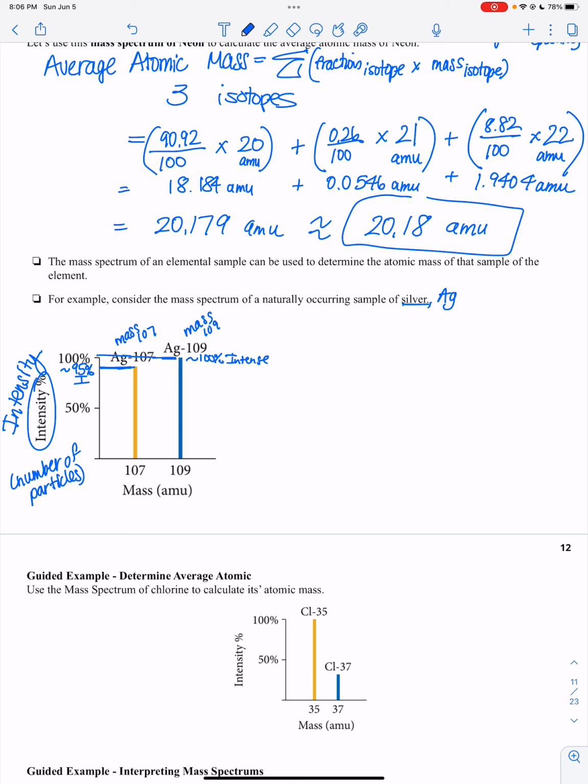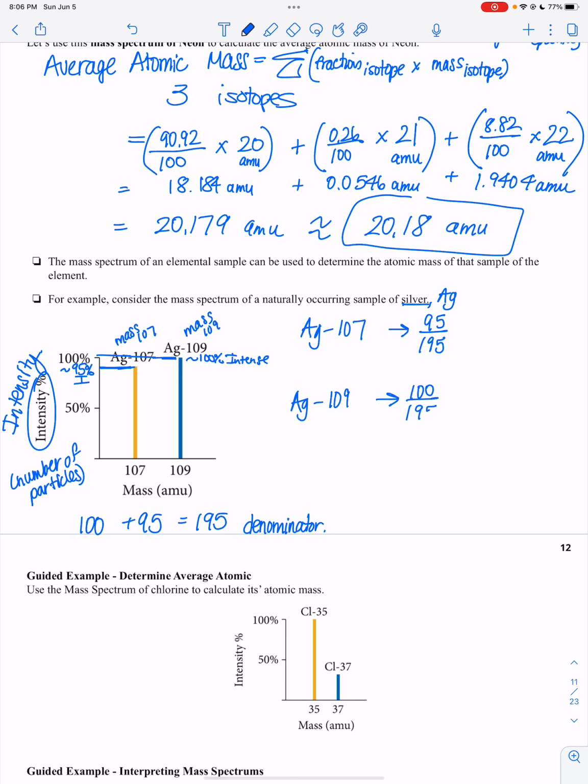I could make fractions out of this. I have 100 plus 95 equals 195, which becomes my denominator for my fraction. And for Ag107, now the fraction is 95 over 195. For Ag109, my fraction becomes 100 over 195. These two fractions add up to a total fraction of 1, right? 100 plus 95 is 195 over 195.